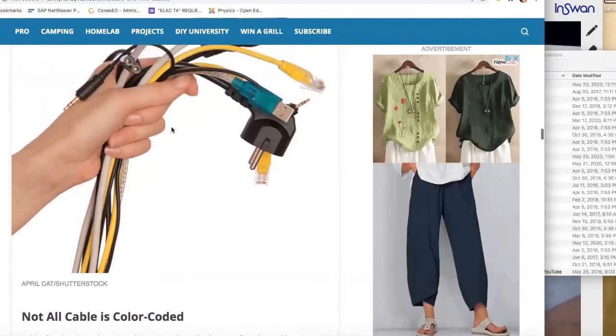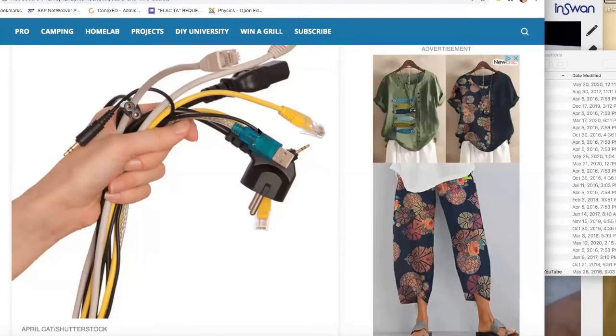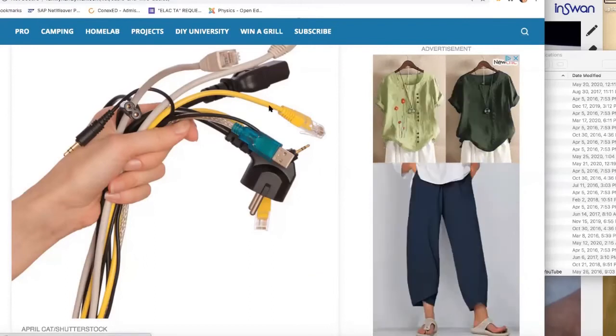I don't think these ones are color coded, right? These yellow ones, just because it's yellow, does it mean something? Maybe. If the color coding mattered, that would mean this is the thinnest one right here, 14 gauge.